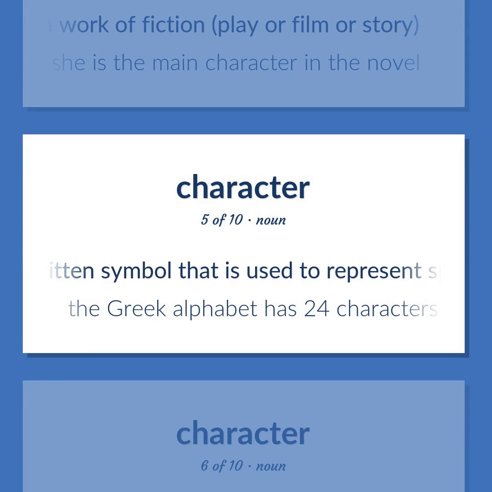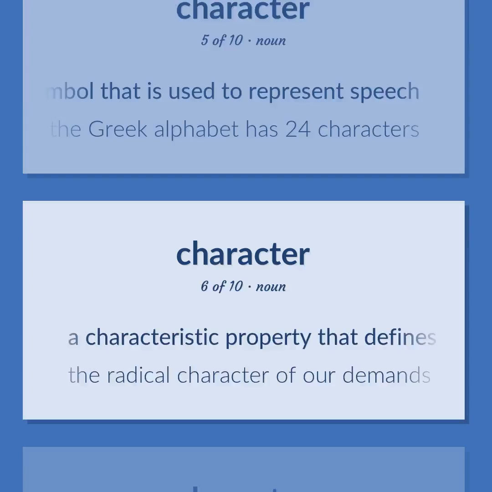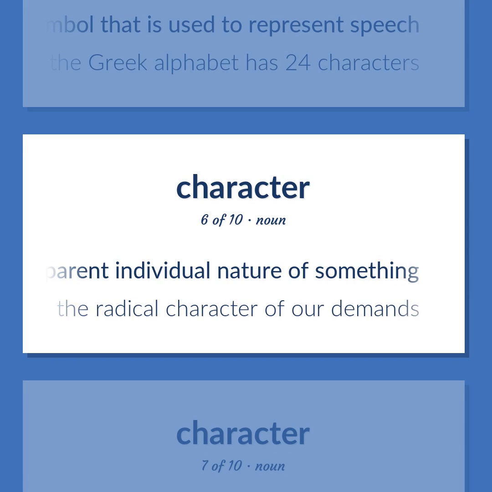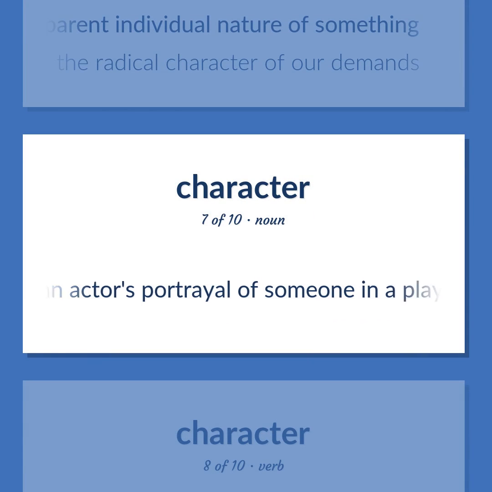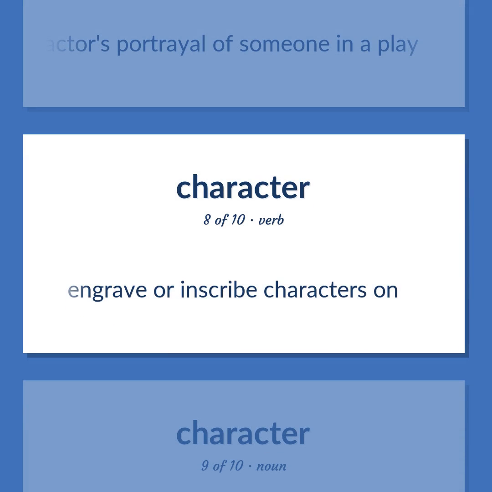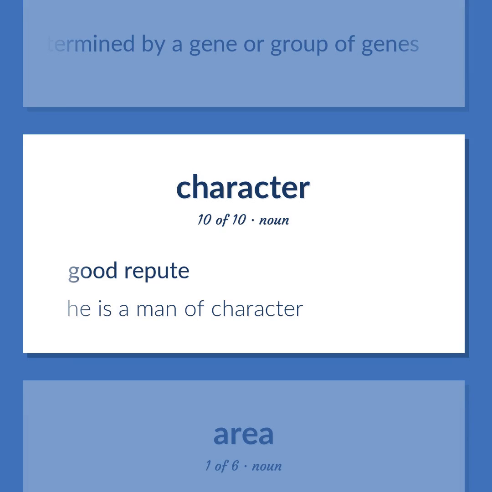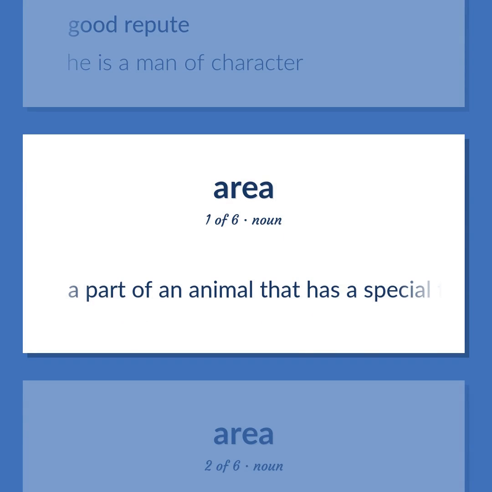A written symbol that is used to represent speech. The Greek alphabet has 24 characters. A characteristic property that defines the apparent individual nature of something. The radical character of our demands. An actor's portrayal of someone in a play. Engrave or inscribe characters on. Genetics. An attribute, structural or functional, that is determined by a gene or group of genes. Good repute. He is a man of character. A part of an animal that has a special function or is supplied by a given artery or nerve.